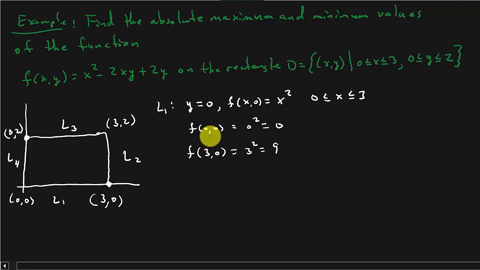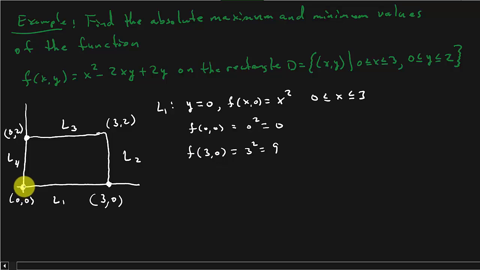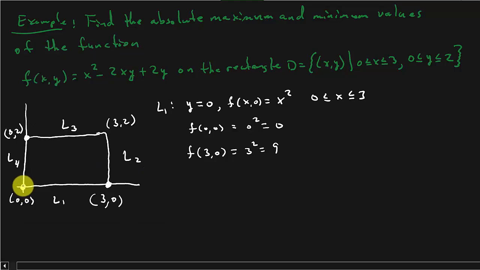Now, why did I plug in 0, 0 and 3, 0? Well, since it's an increasing function, this is going to give me my smallest value, and this is going to give me my largest. It doesn't matter what I plug in between, because from this point here, 0, 0, it's steadily increasing. Okay, all right.